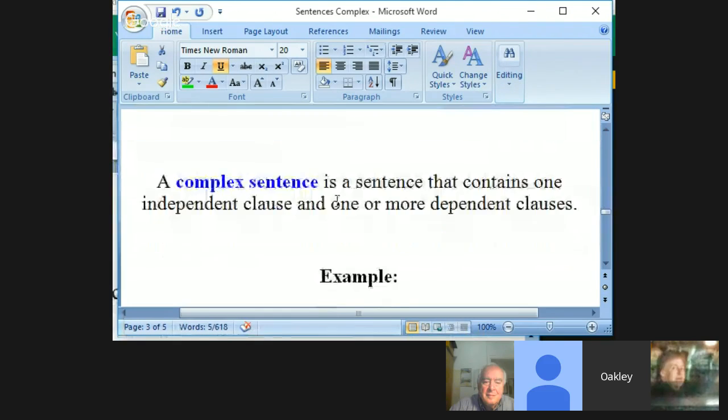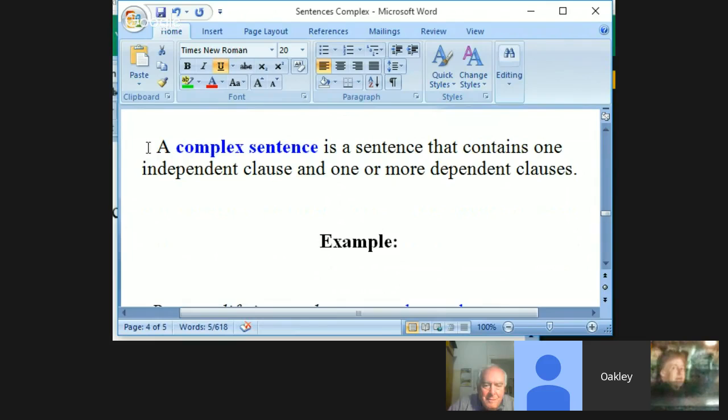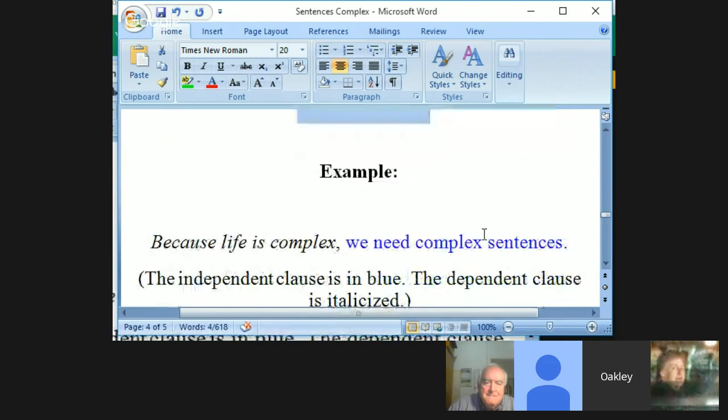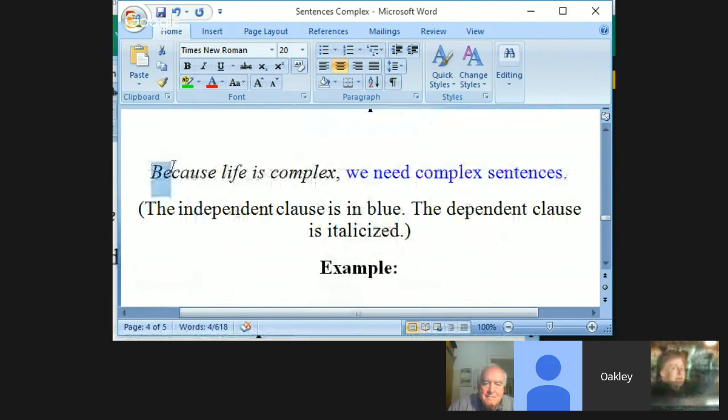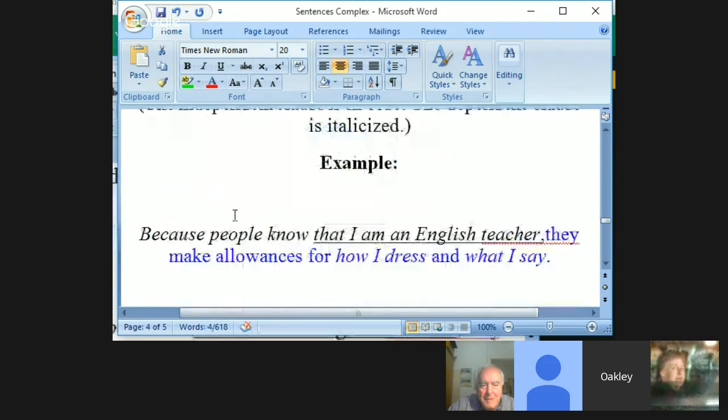All right. Let's see. To review, and maybe take it another step further. Once again, a complex sentence is a sentence that contains one independent clause and one or more, any number, there's no limit, of dependent clauses. Let's look at some more examples. Because life is complex. There's that because first. We need complex sentences. Pretty simple. The independent clause is blue, dependent clause italicized.